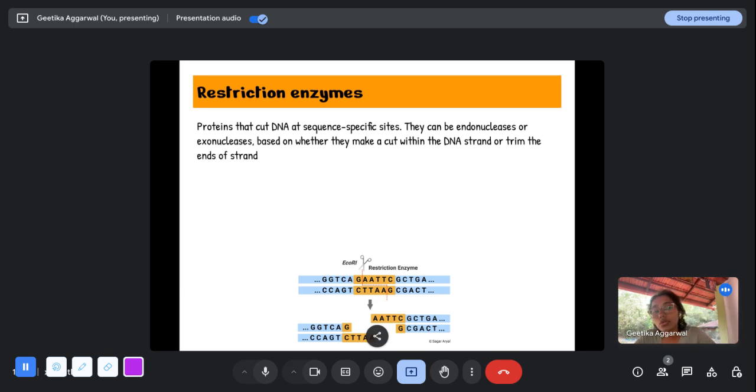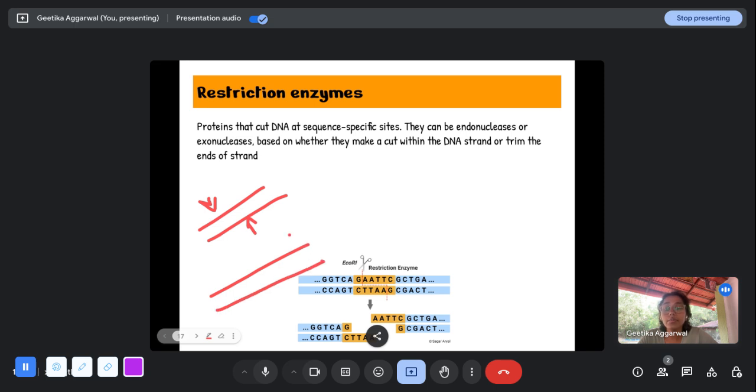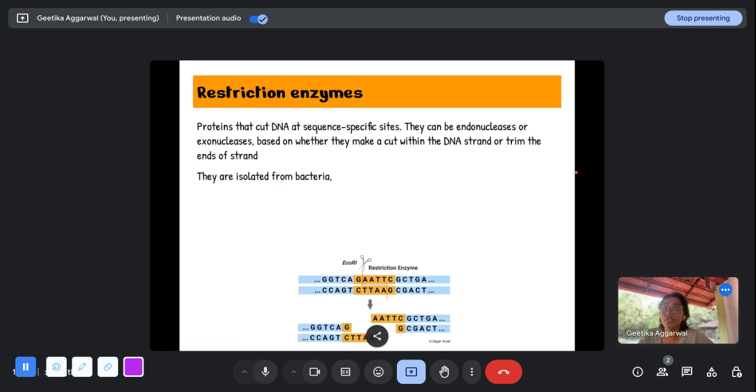They can either be endonucleases or they can be exonucleases. You call a restriction enzyme an endonuclease if it is making a cut within the DNA strand. So if you have a stretch of DNA and the restriction enzyme is cutting somewhere in the middle of it, then you call it an endonuclease. But you call it an exonuclease if you have a DNA strand and the restriction enzyme is making a cut at the edge of it. So it's cutting off the tip of the DNA, for example, and now you just have this much left. That is when it's called an exonuclease, if it's trimming the ends of the strand.